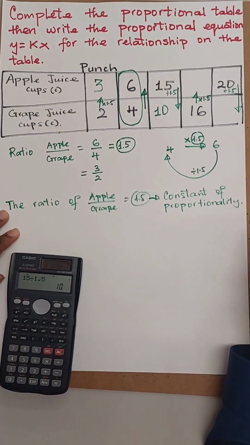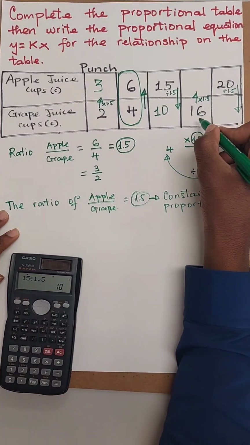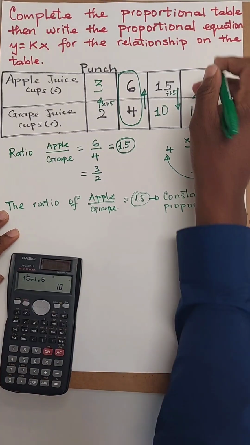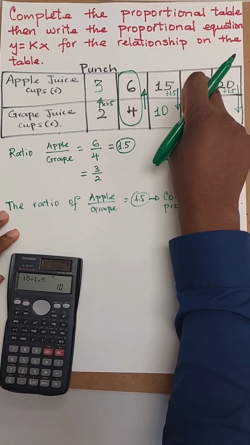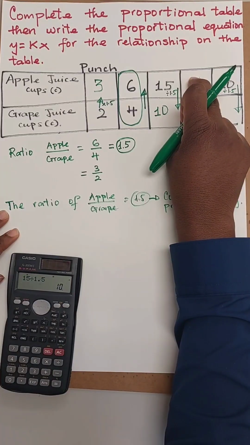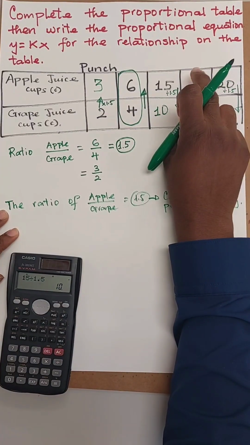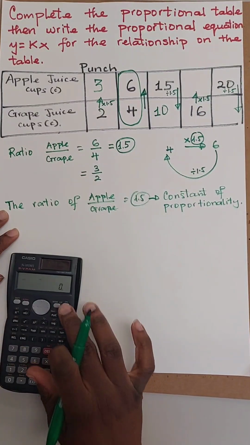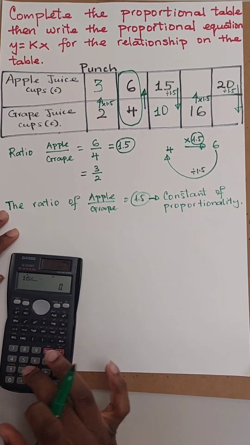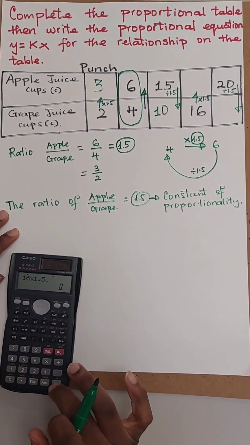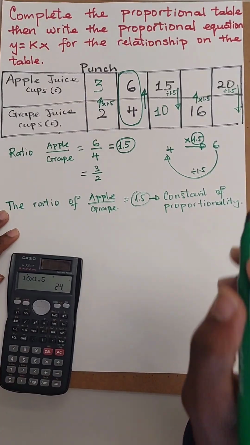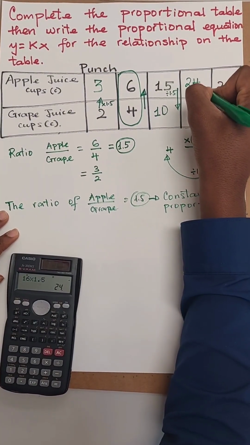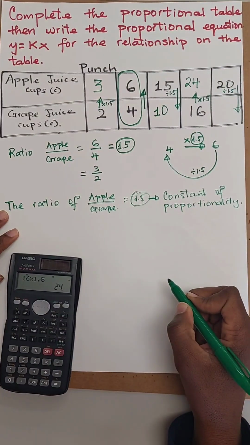cups of grape juice. If I have 16 cups of grape juice, how much apple juice will I need? How many cups of apple juice will I need? 16 times 1.5. So that number, which is called a constant of proportionality, is helping out. I will need 24 cups of apple juice.